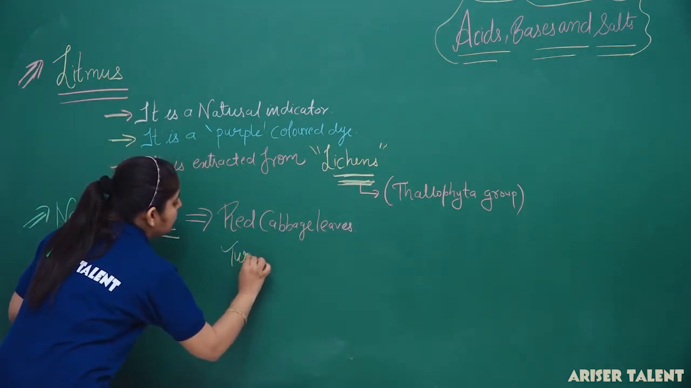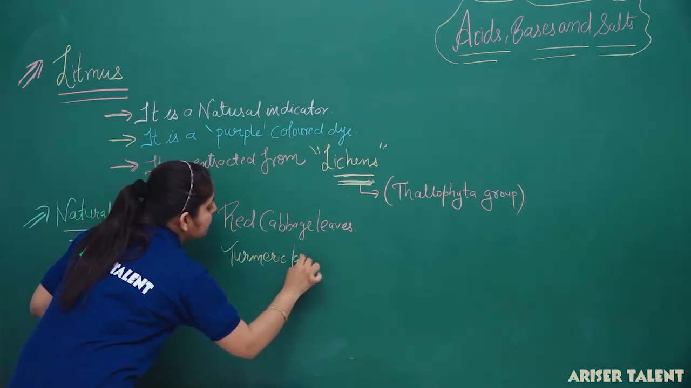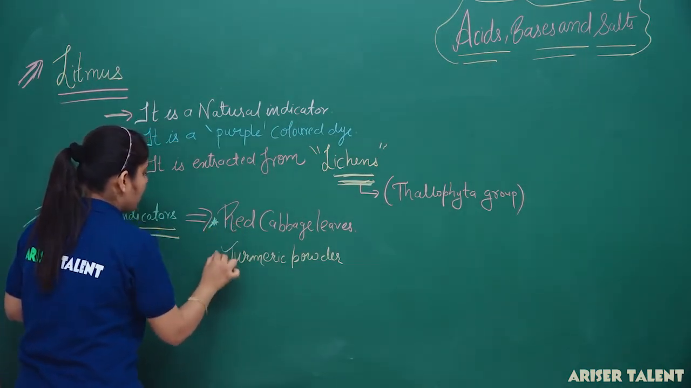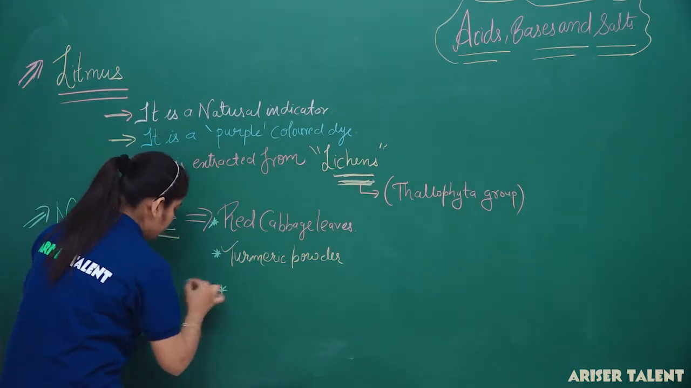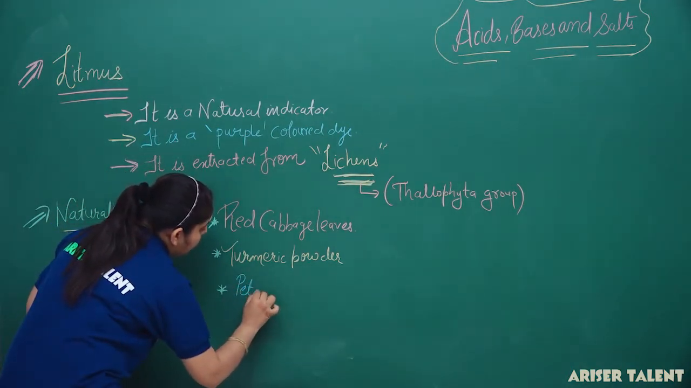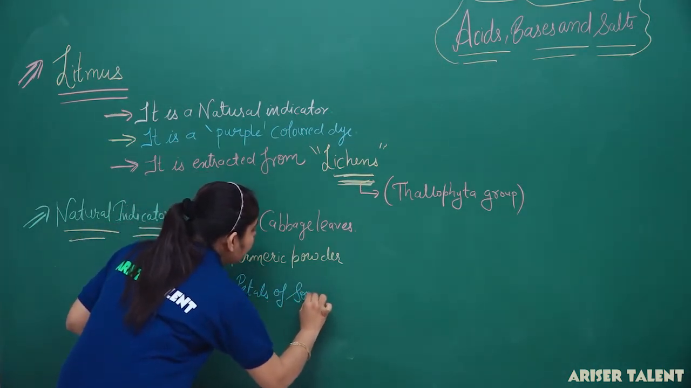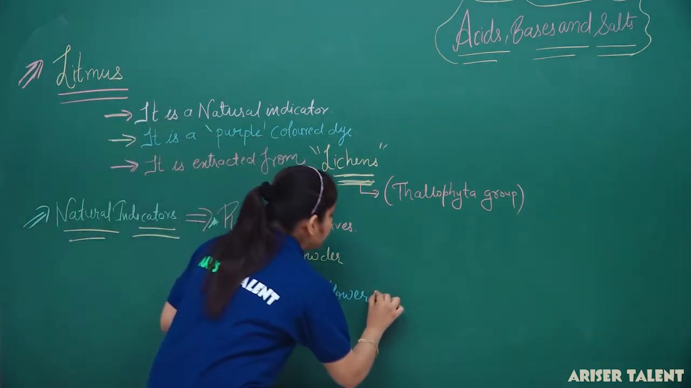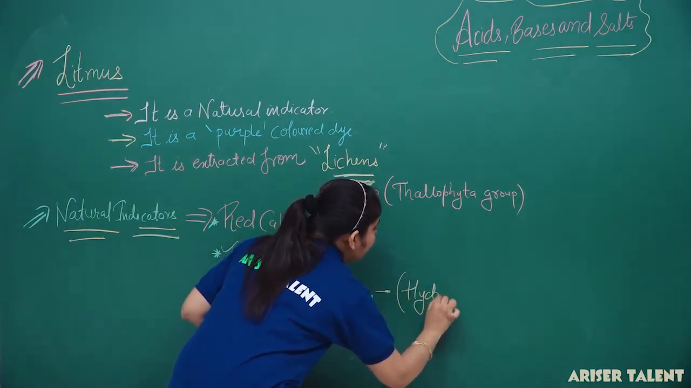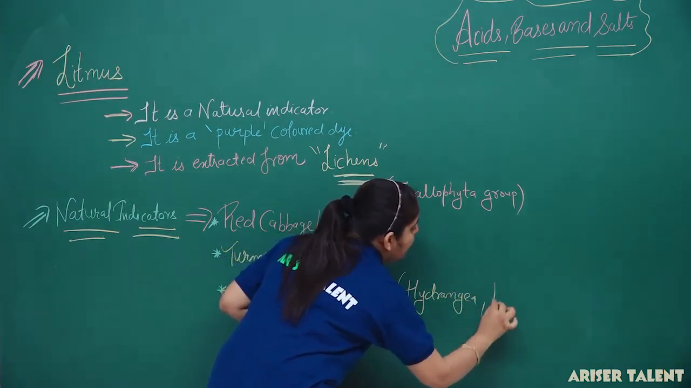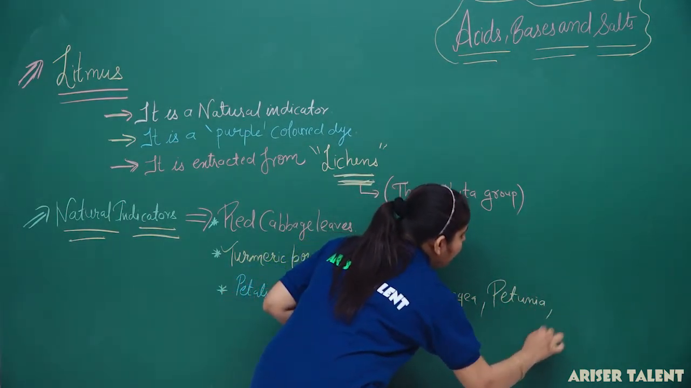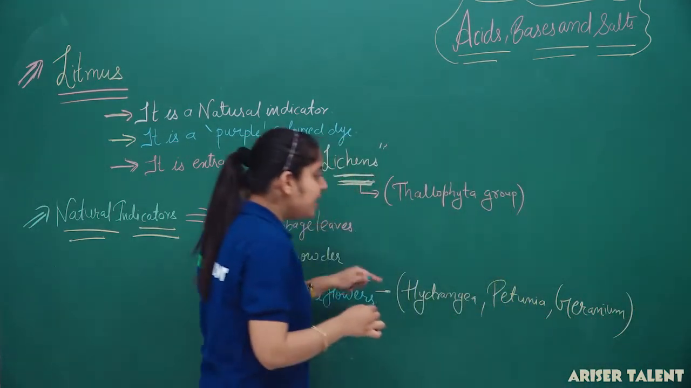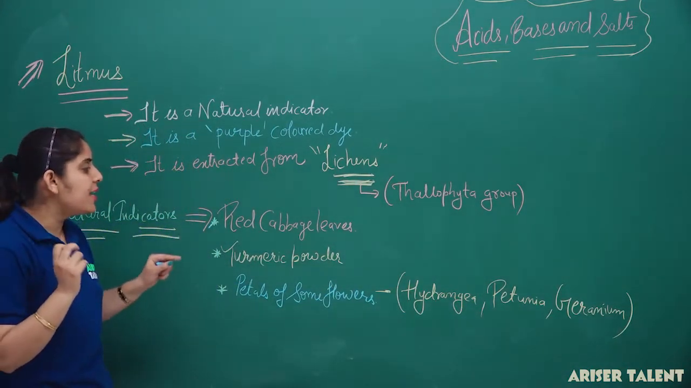second is turmeric powder, third one is petals of some flowers, and these flowers are hydrangea, petunia and geranium. So these are a few basic plants whose petals can be used as a natural indicator.